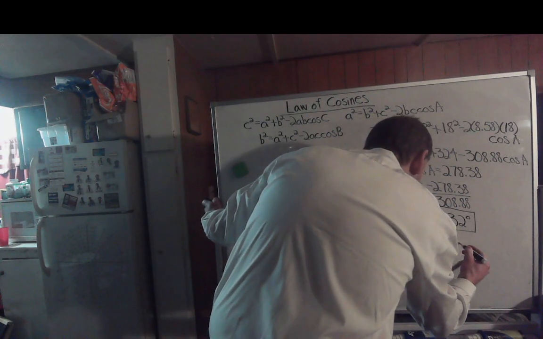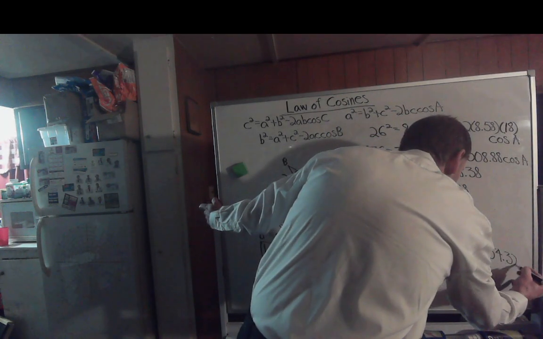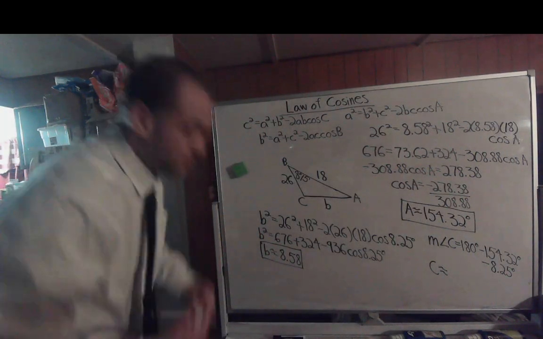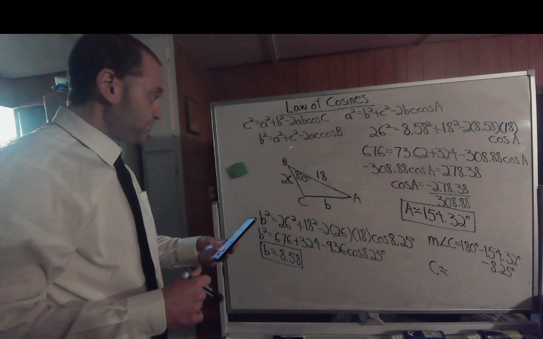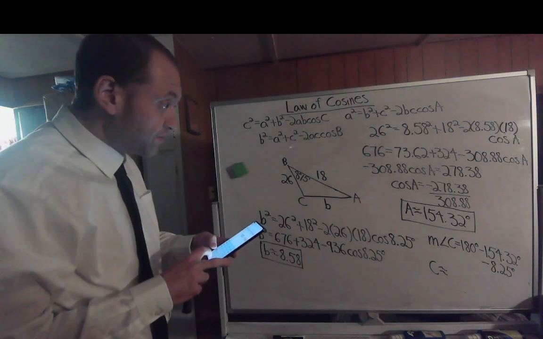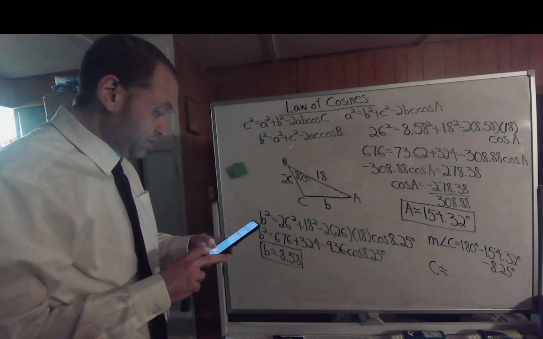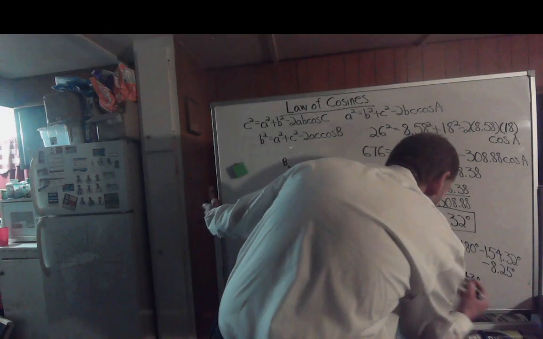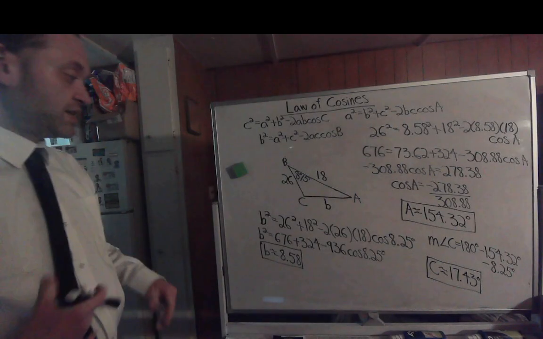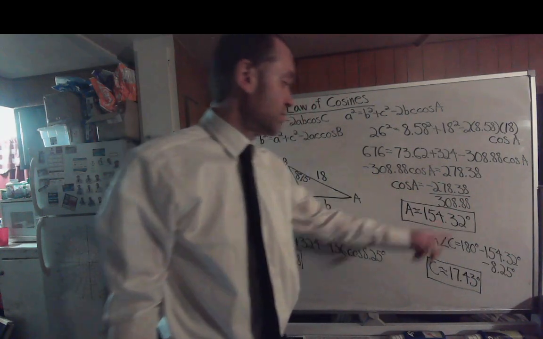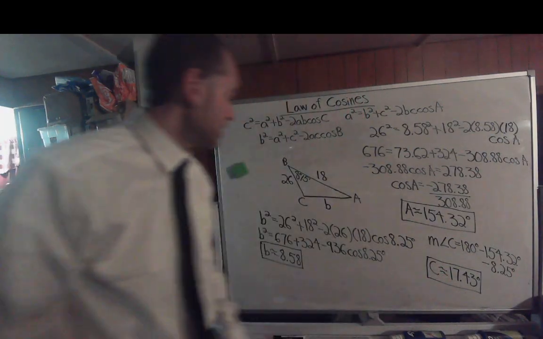The measure of angle C would equal 180 degrees minus that 154.32 degrees minus that 8.25 degrees. So now we should get a 2 decimal place approximation for angle C. So 180 minus 154.32 minus 8.25, to 2 decimal places, angle C is approximately 17.43 degrees. So applying the law of cosines, you get that side B is approximately 8.58 units. Angle A is approximately 154.32 degrees, and angle C is approximately 17.43 degrees.